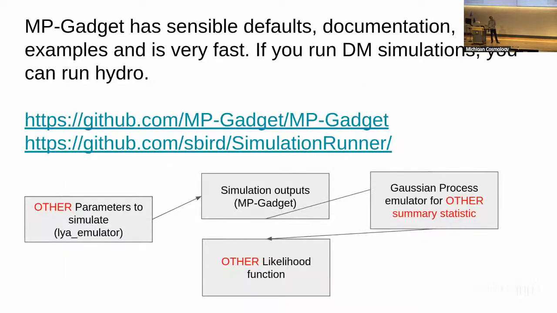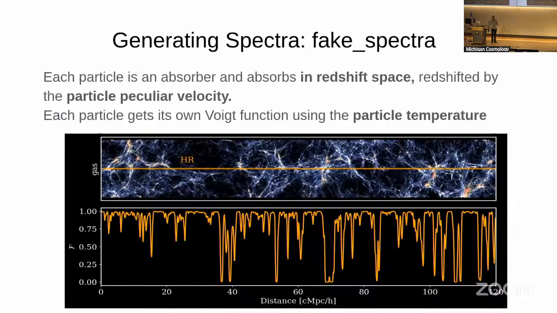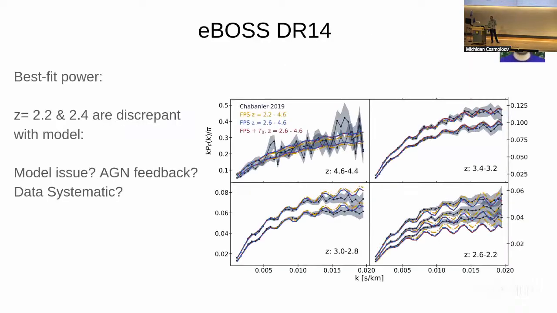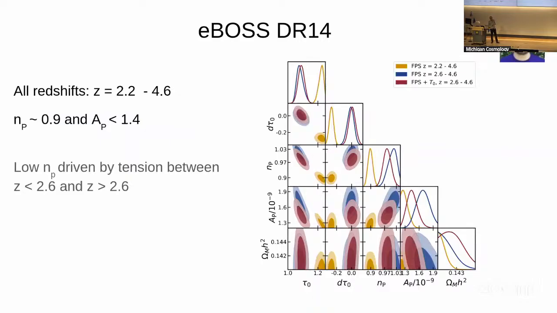I want to say this. This code is public. If you want to download it and run it on your Linux laptop, you can totally do that. Sometimes there are a group of people that run dark matter simulations and are kind of scared of hydro. Don't be scared of hydro. Download MP-Gadget or any other Gadget and run a hydro simulation. It's not as difficult as it sounds, I promise. It's a lot easier than it used to be. We generate spectra from it, and we do our analysis.